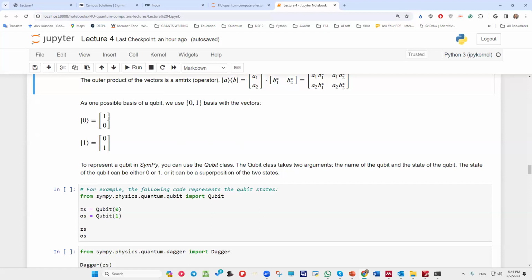Next, the qubit. A qubit has two possible states, two possible eigenstates. The easiest way to describe the state of a qubit is to introduce these two vectors here: vector 0 with components 1 and 0, and vector 1 with components 0 and 1.